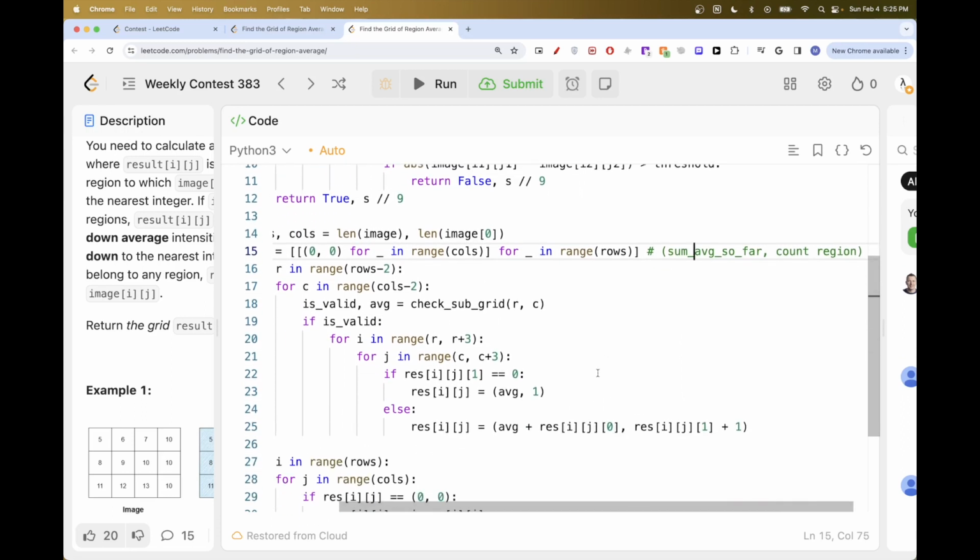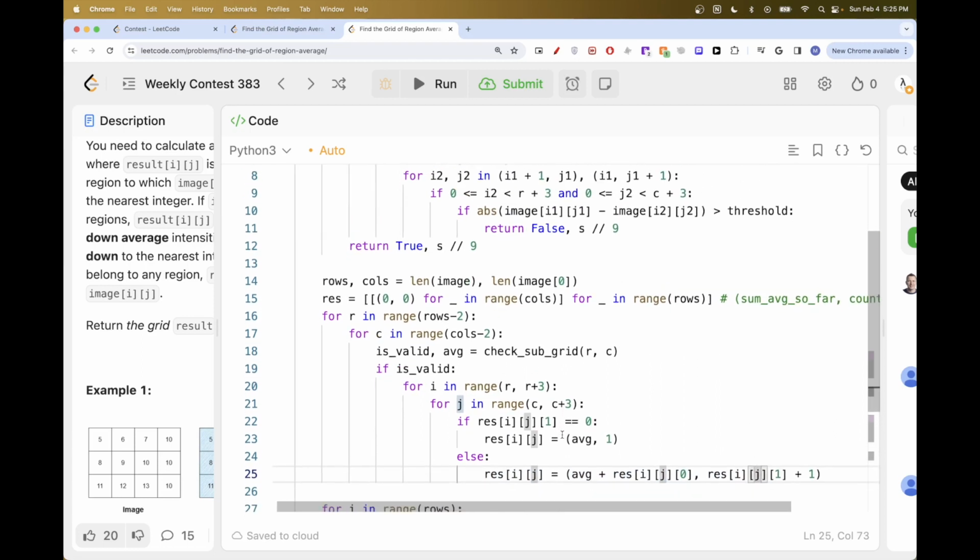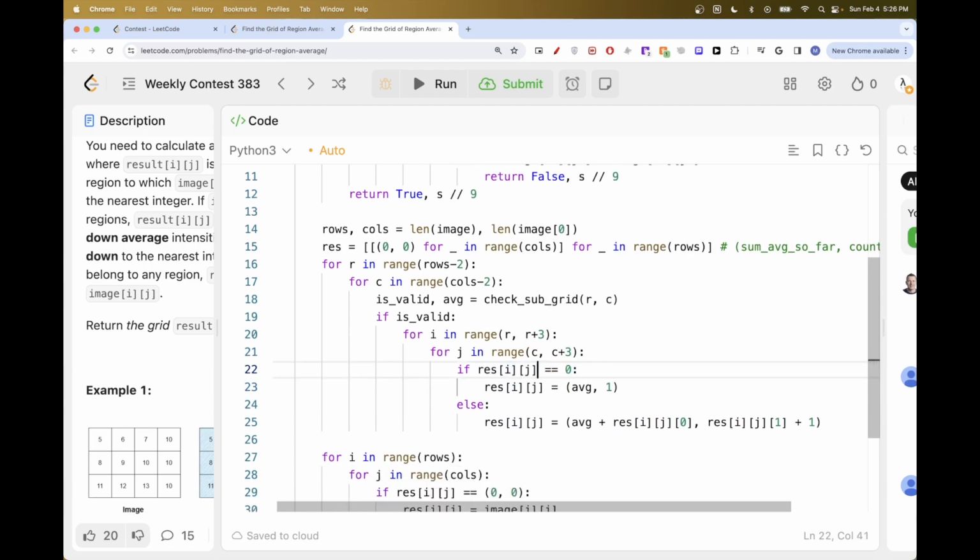And so we just add the average of this region, which is this value here, to whatever we had previously, which is at position 0, the sum of the averages so far. And then we take the count of the regions so far, and add 1 for this specific region. So this is if there was another region before. If there wasn't, then we just put the average for this region and put 1, because so far it's only 1 region. Here we just check if it doesn't have any. We could also check if it's not updated, so we could do 0, 0, but that's the same as checking if it's part of any region at all.